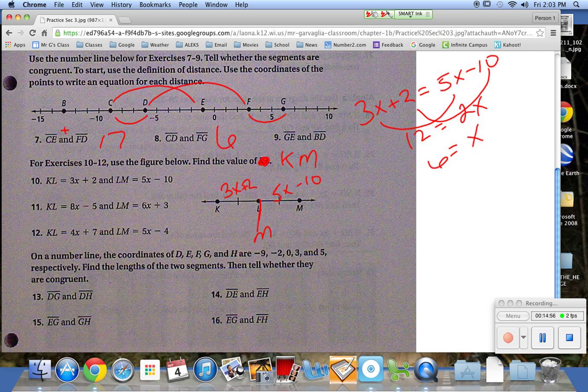Now I can plug it back in here. So I can go, let's say, into this one right here. Right? 5 times 6 minus 10. It's 5 times 6. 30 minus 10. 20. This is 20 here. This is 20 here. How big is KM? 40. Okay? See how we did that?